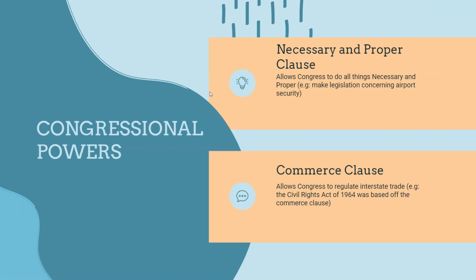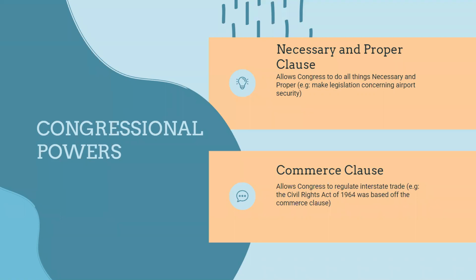So we go to congressional powers. These are two clauses in the Constitution that make the Congress so powerful. First we have the necessary and proper clause. It's found in Article 1 of the Constitution, and it basically allows Congress to do all things necessary and proper. So they can make laws concerning airport security, even though that's not stated at all in the Constitution.